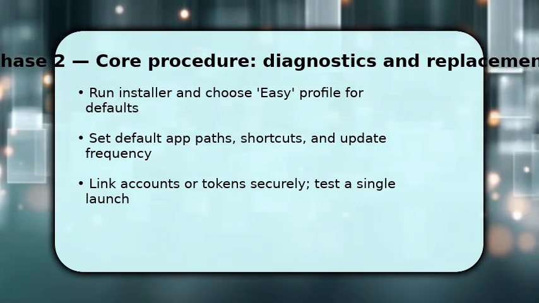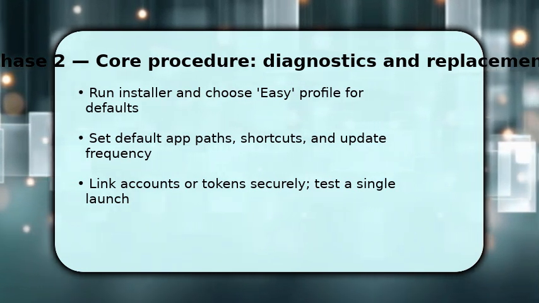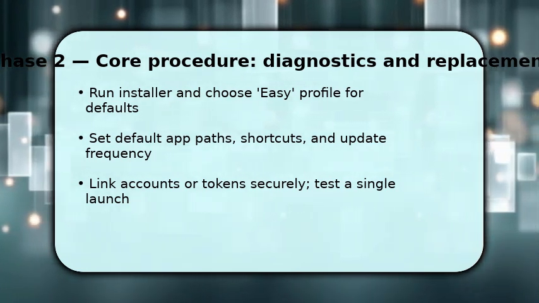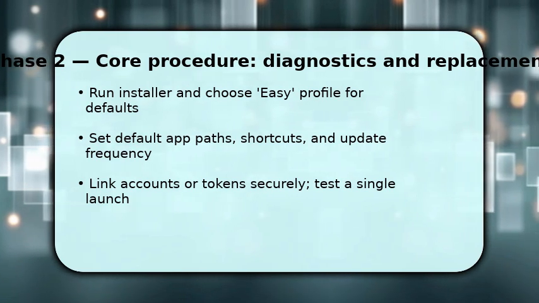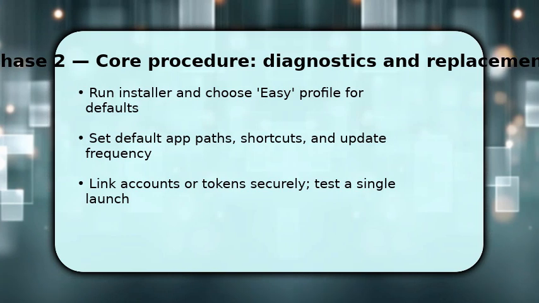After that, securely link any accounts or tokens the launcher will use and test a single launch to confirm connectivity. If the test succeeds, proceed to bulk import or add more apps, step by step to avoid cascading errors.